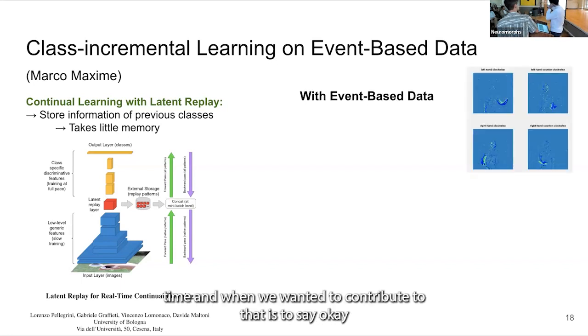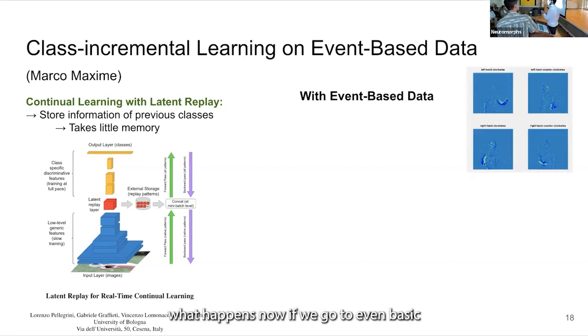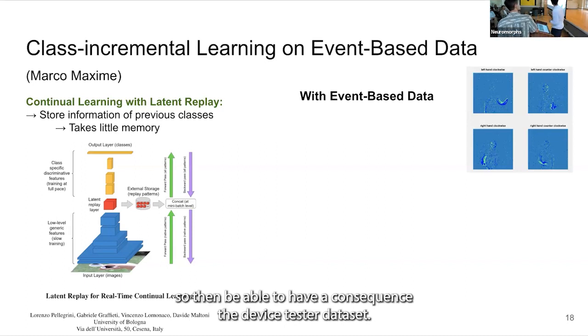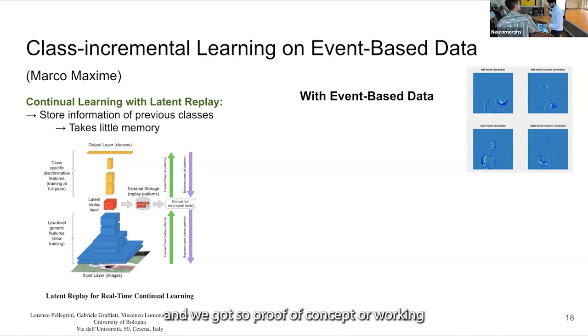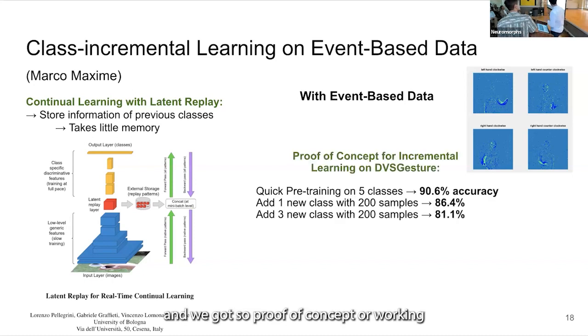And what we wanted to contribute to that is to say, okay, what happens now if we try to put that into event-based data? So what we took now as a concept was the DVS gesture data set. So just N gestures to be recognized, to be classified. And we got a proof of concept already working using this approach on this data set with very limited pre-training.